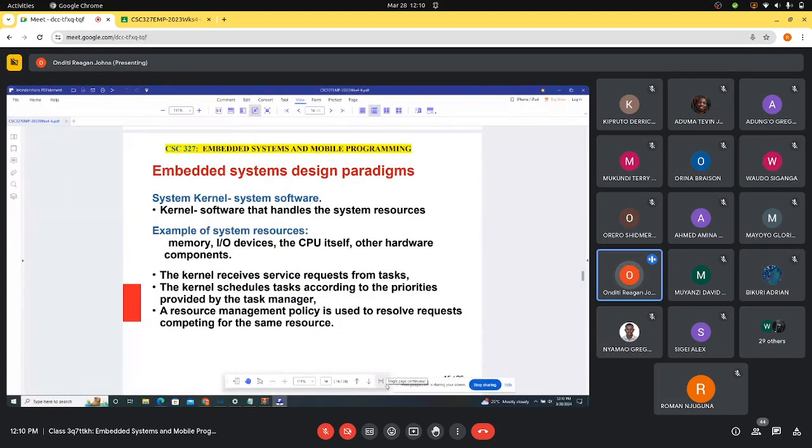When should the mouse move? When should the mouse stop? When should I input? When should the computer give me an arithmetic operation, and so on. So you'd want to understand where the kernel sits and what its function is. The kernel receives service requests from the tasks, and we've seen what a task is. The kernel schedules a task according to the priority provided by the task manager, and a resource manager policy is used to resolve requests competing for the same resource.